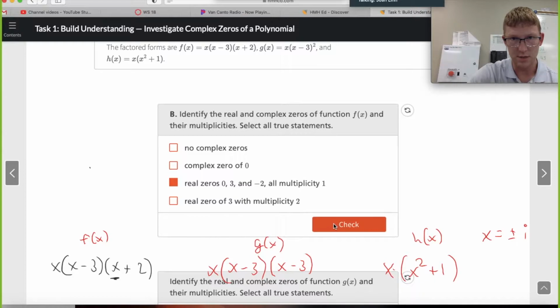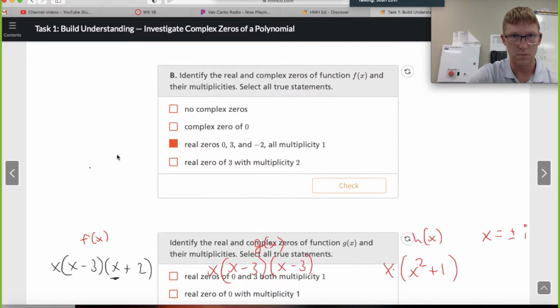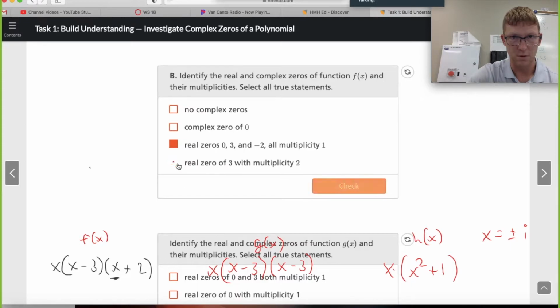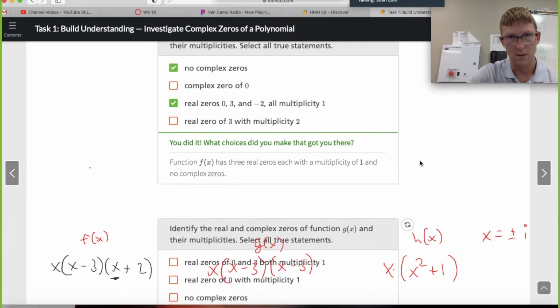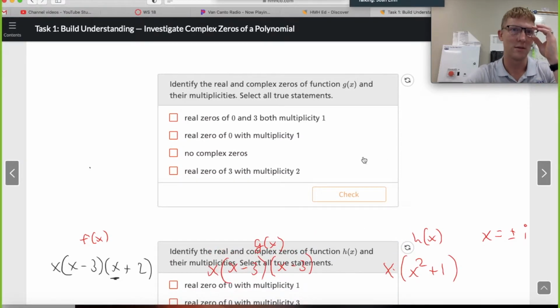Are you going to actually check it for me? No, it's not, but whatever. Is there another one? Real 0 of 3. No complex zeros. That's what I was forgetting. I thought that was obvious, but I should have said it.